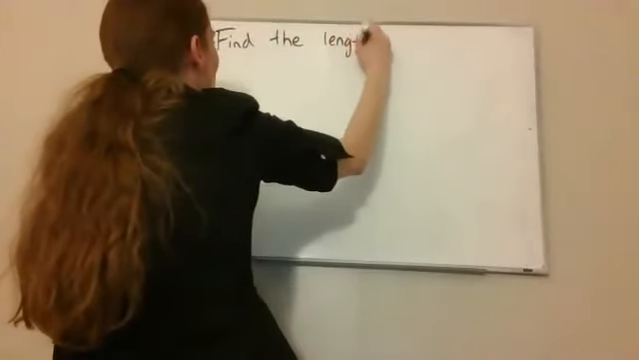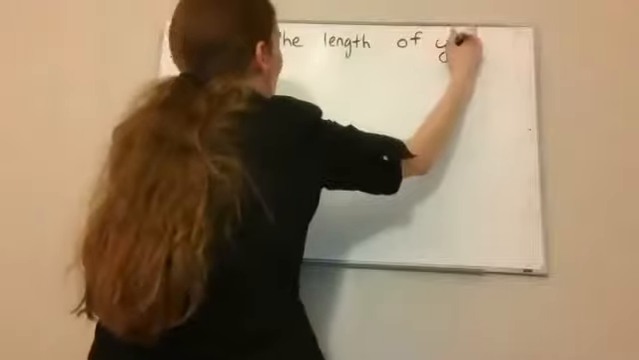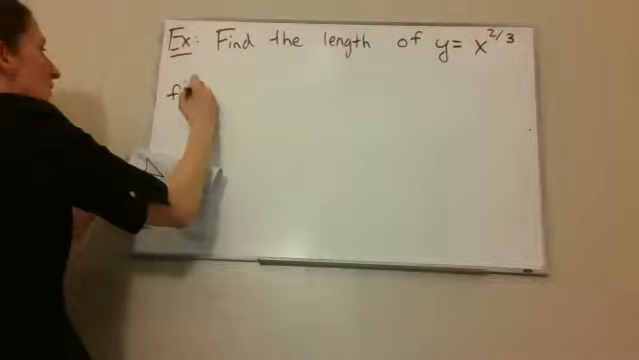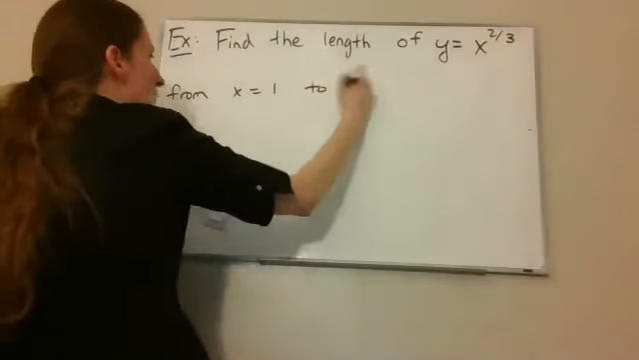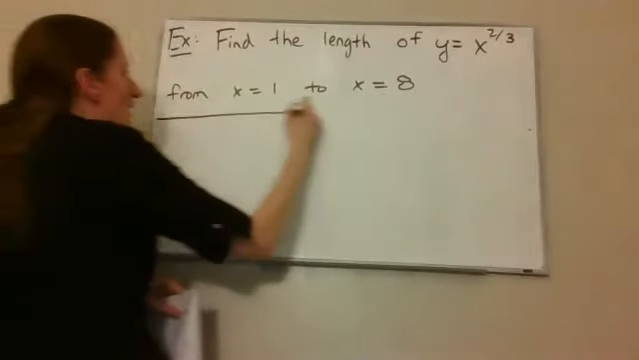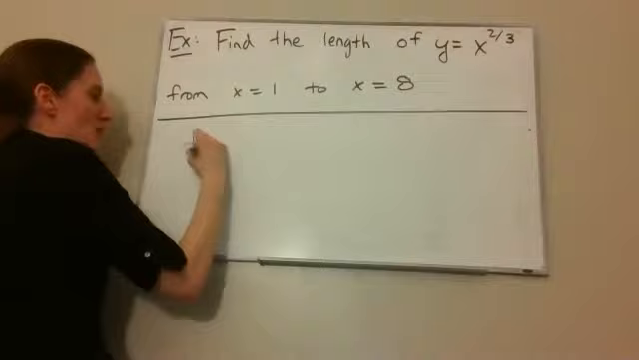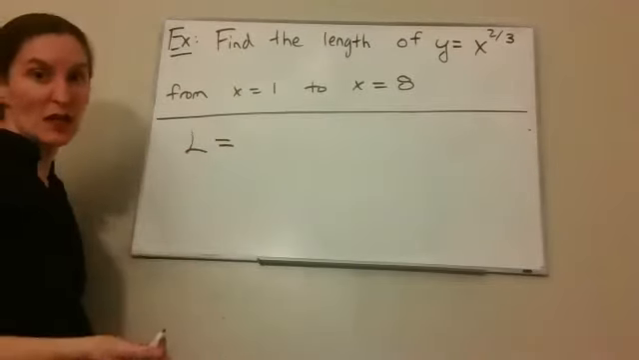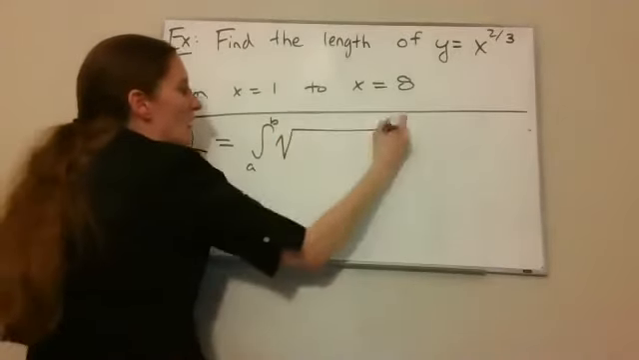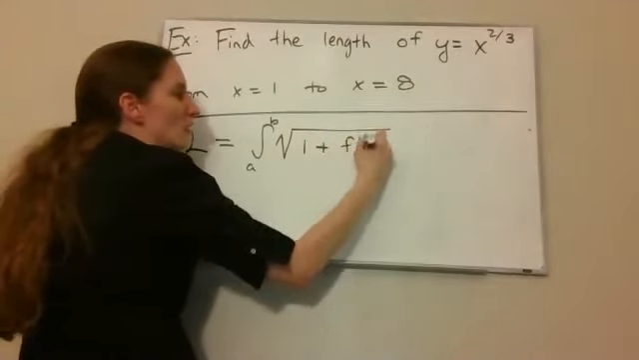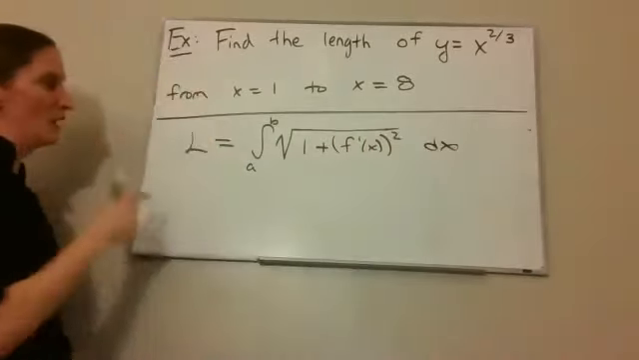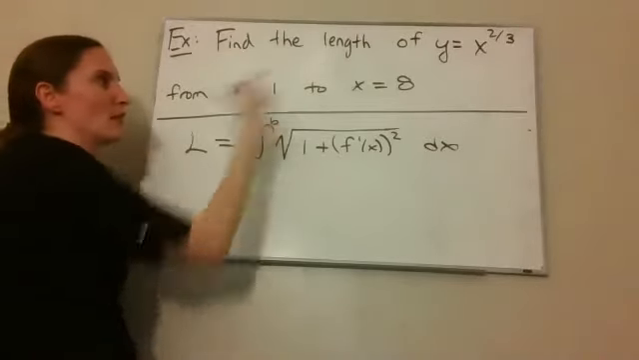We're going to find the length of the curve y equals x to the 2/3 power from x equals 1 to x equals 8. So just a reminder, the arc length formula, which I suggest you write down every single time until you have it memorized: integral from a to b, square root of 1 plus the derivative of our function squared, dx. So my a is going to be 1, my b is going to be 8.